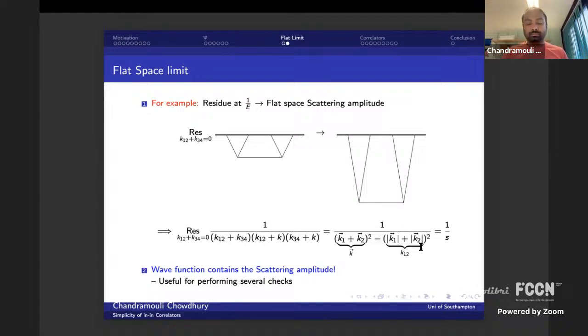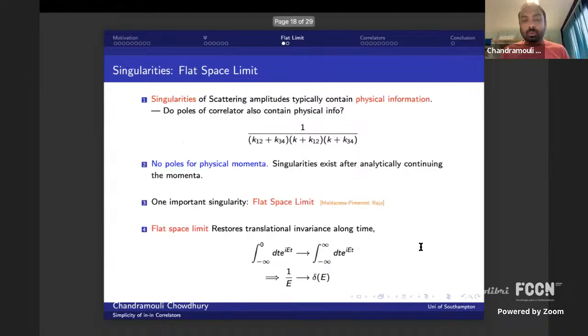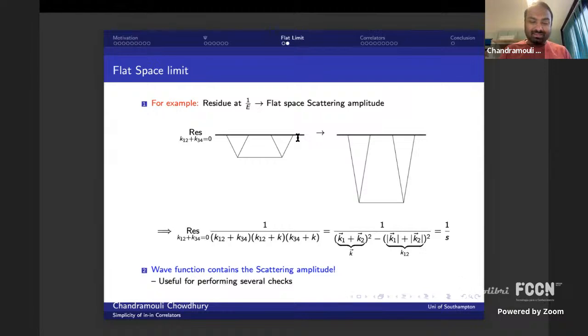This flat space limit is often useful for performing several consistency checks, and for bootstrapping the final answer without referring to any time integral, and so on. But this was just one example of a singularity. You also have other poles, and a similar reasoning exists for the physical interpretation of these other poles. If you evaluate the residues at all these poles, you would find that the wave function always factorizes into a lower point wave function and an amplitude. I'm happy to explain that more, but it's not going to be relevant now.